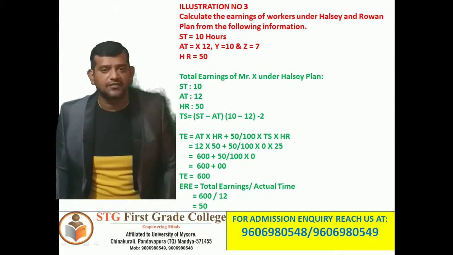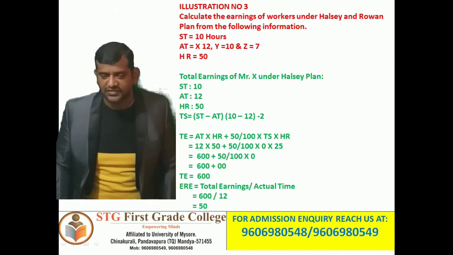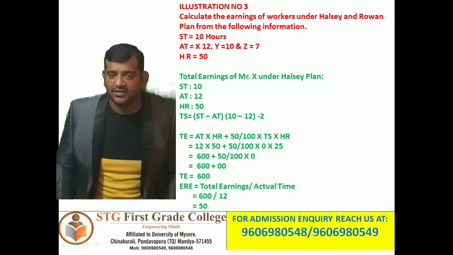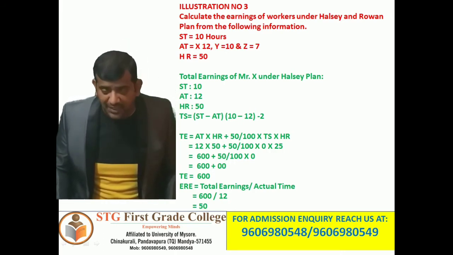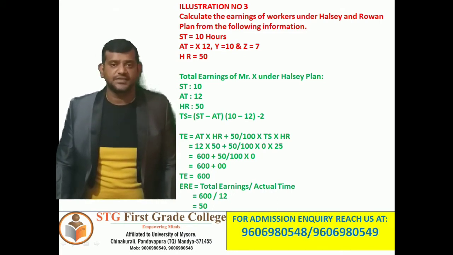So total earning of Mr. X under Halsey plan is 600. Hourly effective rate of earning is total earning divided by actual time, that is 600 divided by 12. So that is equal to 50 rupees.